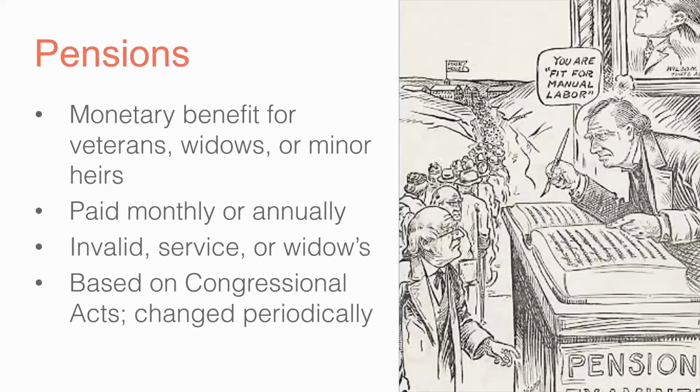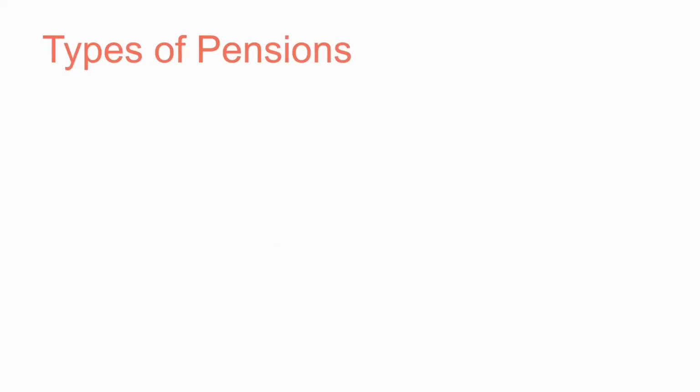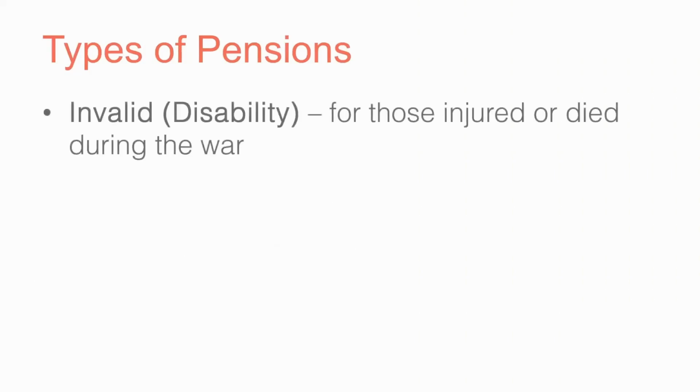So let's go over the different types of pensions. And remember, the laws and benefits do change a lot throughout time. But first we have invalid. And it's not invalid, it's invalid as in disability. These were offered to those who were injured during the war or who died because of the conflict. The person had to prove that the injury took place during the war, and these would occur for many conflicts since the Revolution.